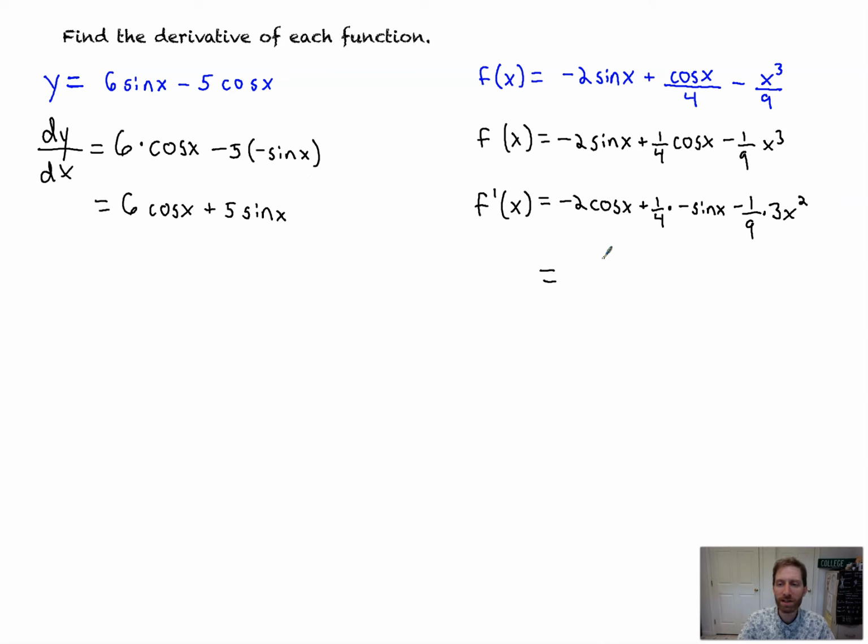And now we just clean this thing up. Negative 2 cosine x. Negative 1 times 1/4 is negative 1/4 sine x. Beautiful. And then negative 1/9 times 3 is negative 1/3 is what that simplifies down to. And that is all we wrote for this lesson. Know your derivative of sine is cosine. Know that your derivative of cosine is negative sine. And if you even understand why from this graph, you're cooking with gas, which is a good thing.